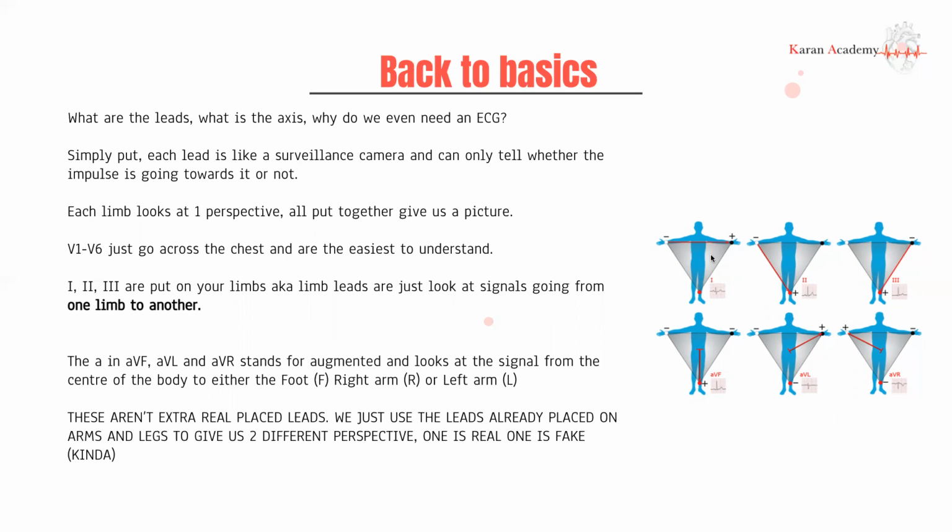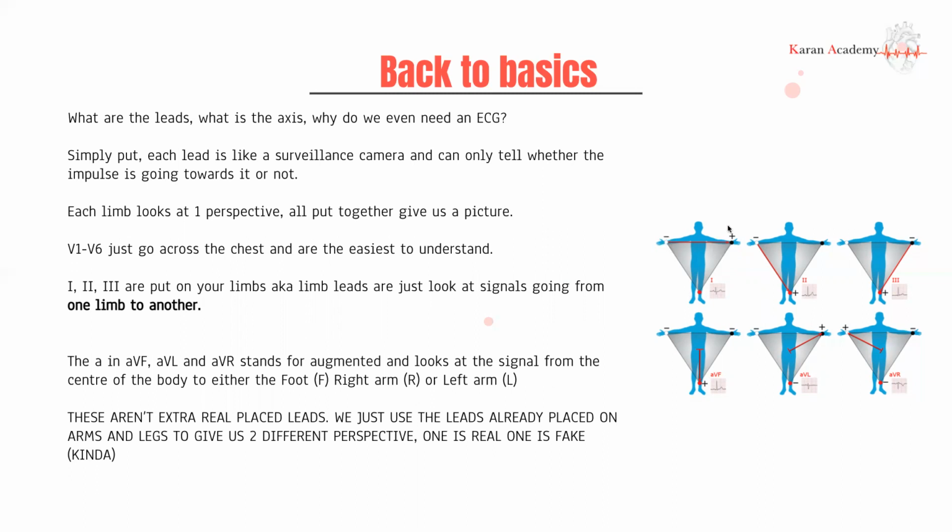Next, we have leads 1, 2, and 3. Now, these are your limb leads, and they're called limb leads because they go on your limbs. I hope that made sense. So what are the limb leads? First, we attach electrodes, one here, and one on your left foot. The first lead is this one.